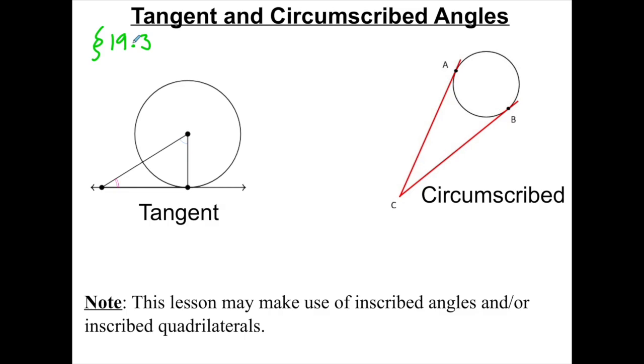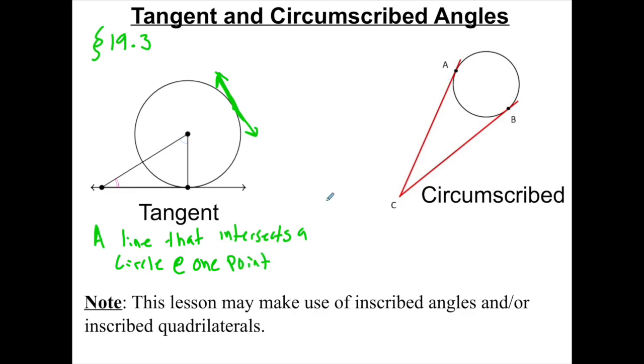To get started off, let's talk about what's a tangent, what's a circumscribed angle, etc. So a tangent line is any line that comes through and touches the circle at just one point. Here's another example of a tangent line, and you have the one that's shown there. So tangent lines come by and they touch the circle at one point. Okay, so a line that intersects a circle at one point.